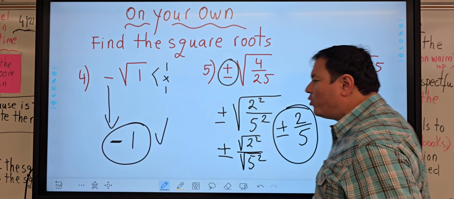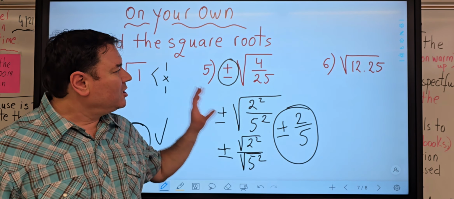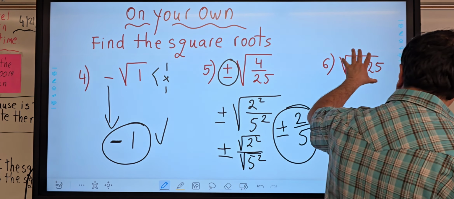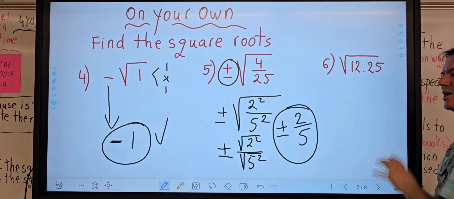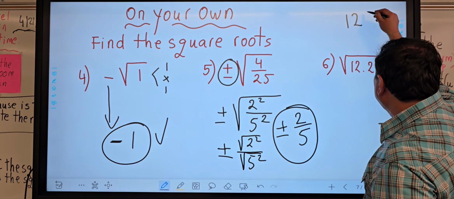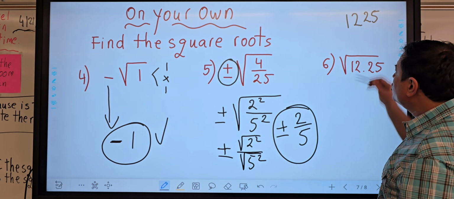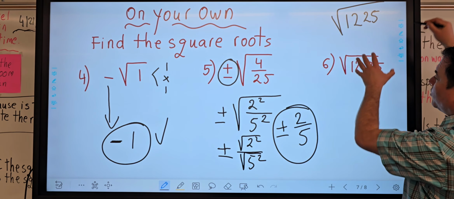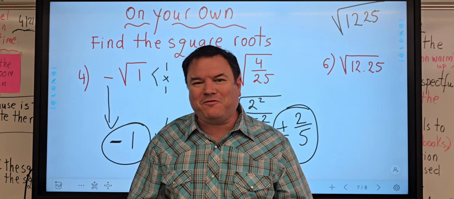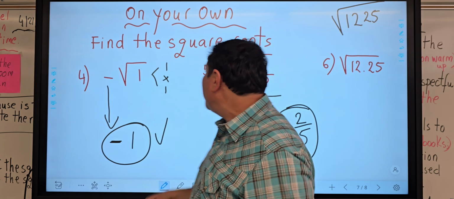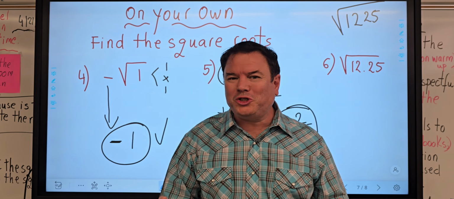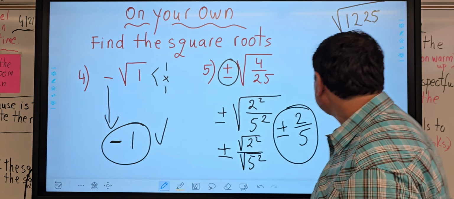We have 12.25. So we need to find the square root of 12.25, and this is a positive square root, right? So now we know that if this number would have been 1,225, square root of 1,225 is actually 35. If you multiply 35 times 35, you get 1,225. And if you don't believe me, you can check with your calculator, okay?